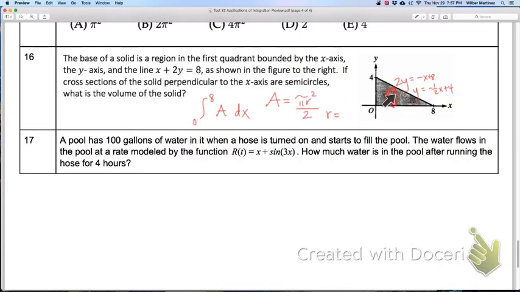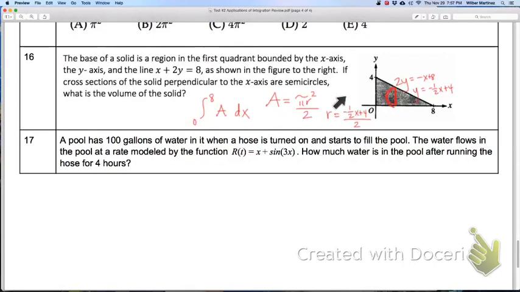So the radius of this semicircle would be the top function minus the bottom function, and that would be the diameter, so divide that by 2. Now the top function is right here, negative 1/2 x plus 4. The bottom function is 0, so it's going to be negative 1/2 x plus 4, which is the diameter, top minus bottom, so we have to divide that by 2.